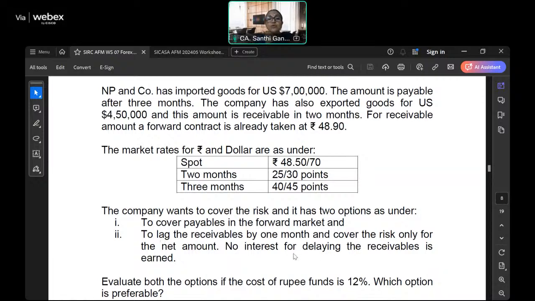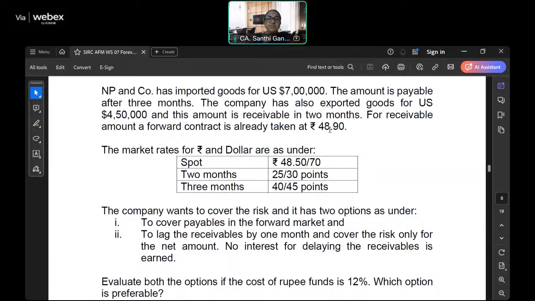Now in this problem, what do we observe? Evaluate both the options if the cost of rupee funds is 12%. Which option is preferable? The company has imported goods for 700,000 US dollars. The amount is payable after 3 months. The company has also exported goods for 450,000 US dollars. This is receivable in 2 months. So you find that there is a mismatch in the time. Payable is after 3 months, whereas receivable is in 2 months.